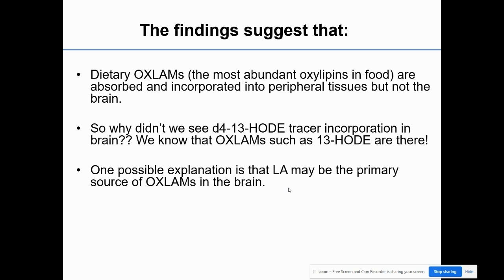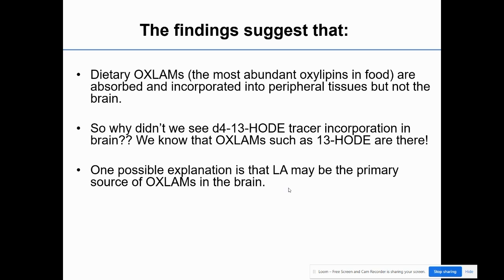So why didn't we see it in the brain? You can see our frustration at that point by the double question mark and then the exclamation mark, where I indicate that when we measure brain OXLAMs in rodents, we see them there. Yet when we inject a tracer OXLAM, it doesn't get into the brain. So how is the brain getting its OXLAMs?